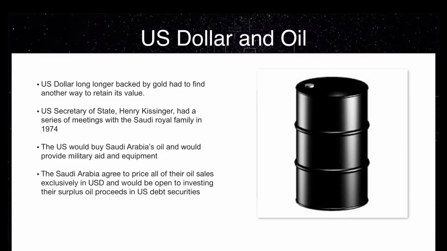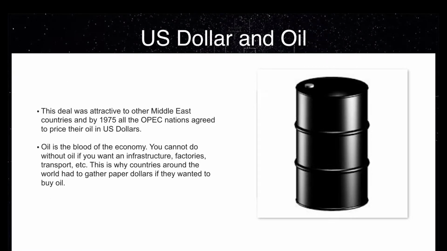But what Saudi Arabia had to agree to was to price all their oil sales exclusively in the U.S. dollar, and that they would be open to investing their surplus of oil proceeds in U.S. debt securities. Things like treasury bonds and things like that. And so this was a very attractive deal to Saudi Arabia and to other Middle East countries. And by 1975, all OPEC nations agreed to price their oil in U.S. dollars.